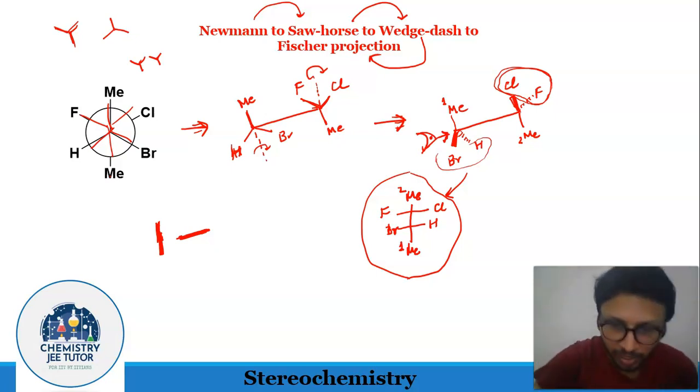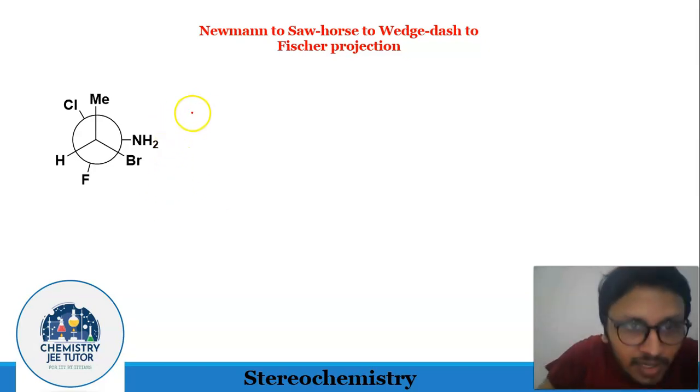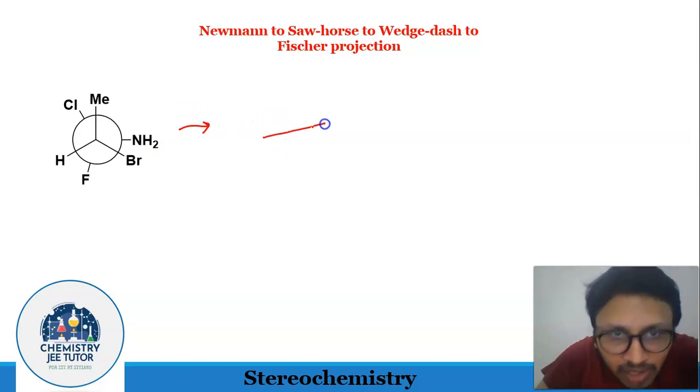Last example for today, and then we will wrap up this projection. So we have to convert this Newman to Sawhorse, and then to Wedge dash, and then to Fischer. Simple enough. If you have got this by now, I think most of you have got this by now. Please pause the video here, do it for yourself, and then see the solution. Okay, let us convert this into Newman first. What did I say? I draw the straight line.